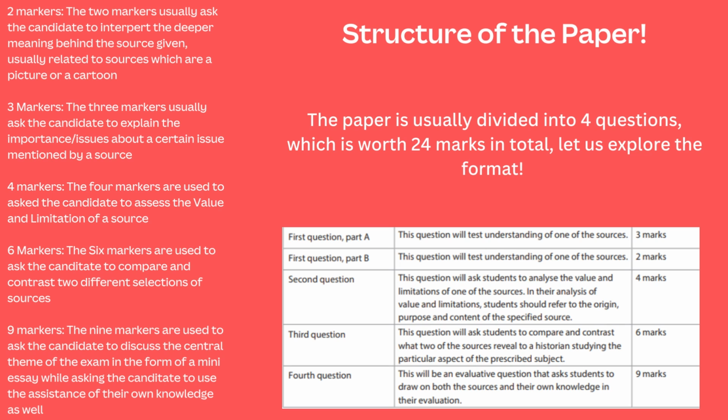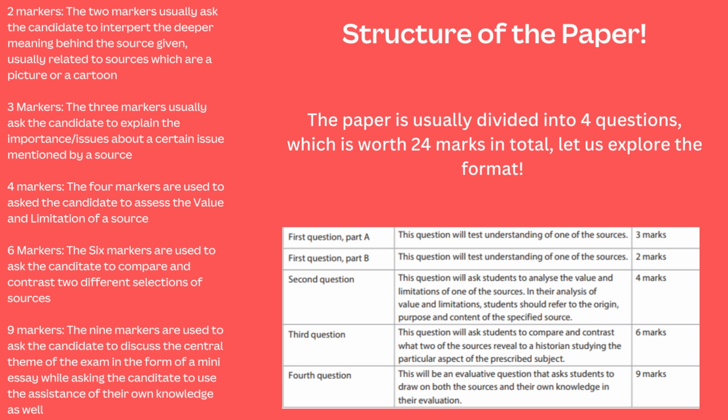The six marker, which is the most unique part of History Paper 1, is a compare and contrast, which asks a candidate to compare and contrast two different sources. For example, you'll be given two different sources that talk about the same thing but from different perspectives. One source will be talking in favor of the topic, while the other source will be more critical of the topic given. For example, I could get a question asking me to compare a foreign policy versus against that policy, like the merits and demerits of the policy and so on.